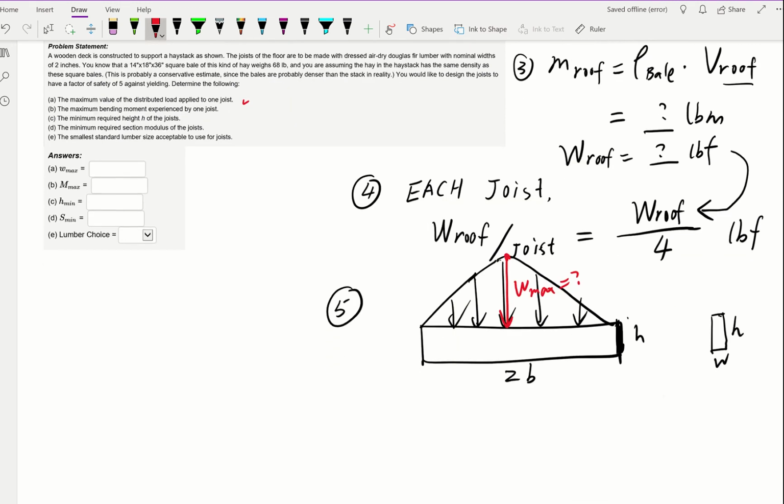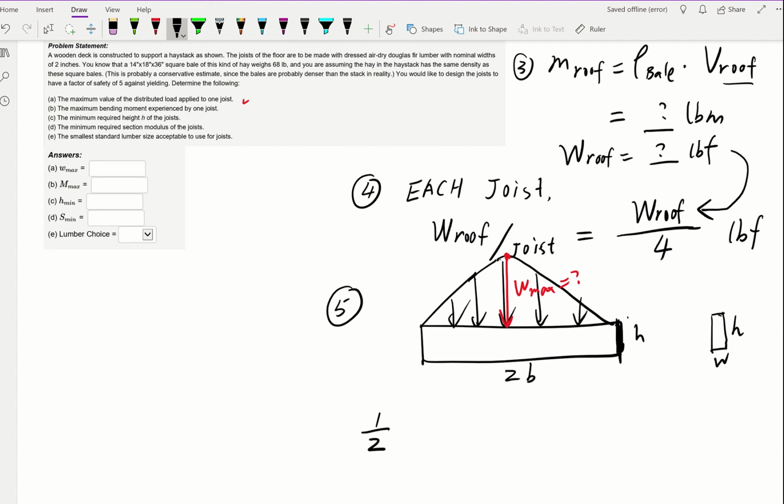Now we're thinking about when we deal with distributed load, we approximate using the concentrated load. So if we were trying to find the equivalent concentrated load for this triangular distributed load, we're going to figure out the area, right? The area underneath the curve is going to be the concentrated load.